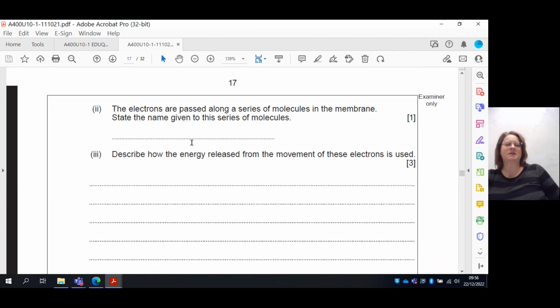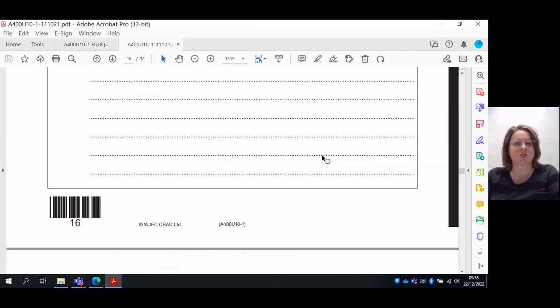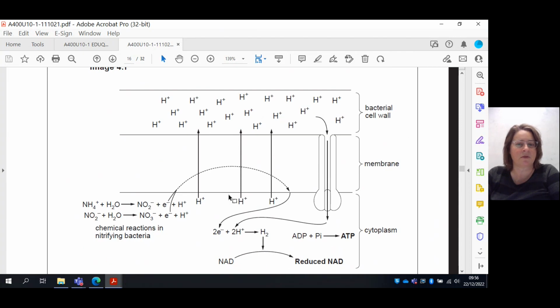State the name given to those series of molecules. The electrons are passed along a series of molecules in the membrane. Those molecules, as per the picture, are shoving the protons from one side to the other. They're your proton pumps. What do we call the 3 proton pumps together?